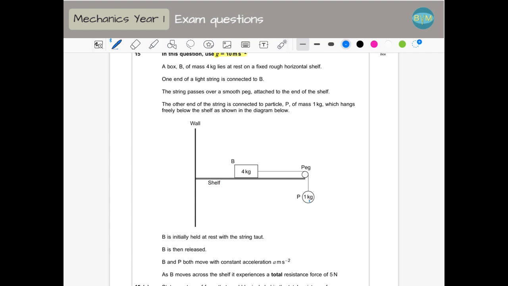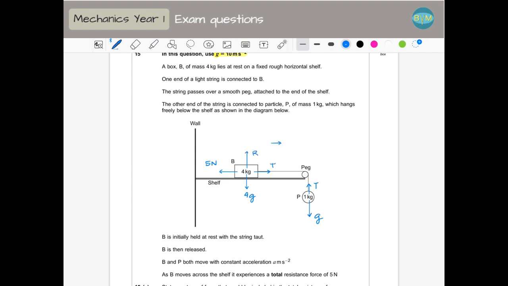So for the hanging one, we have the weight pointing down. I'm going to write all the forces that I have. It will be 1 kilogram times g, and the tension pointing up in the string. And for B, I will have the tension in that direction, which is what is pulling and moving it that way. And I have friction, a resistance force of 5 newtons. I will have the weight, which is 4g, and a normal reaction, but we are not going to need anything in this direction, right?